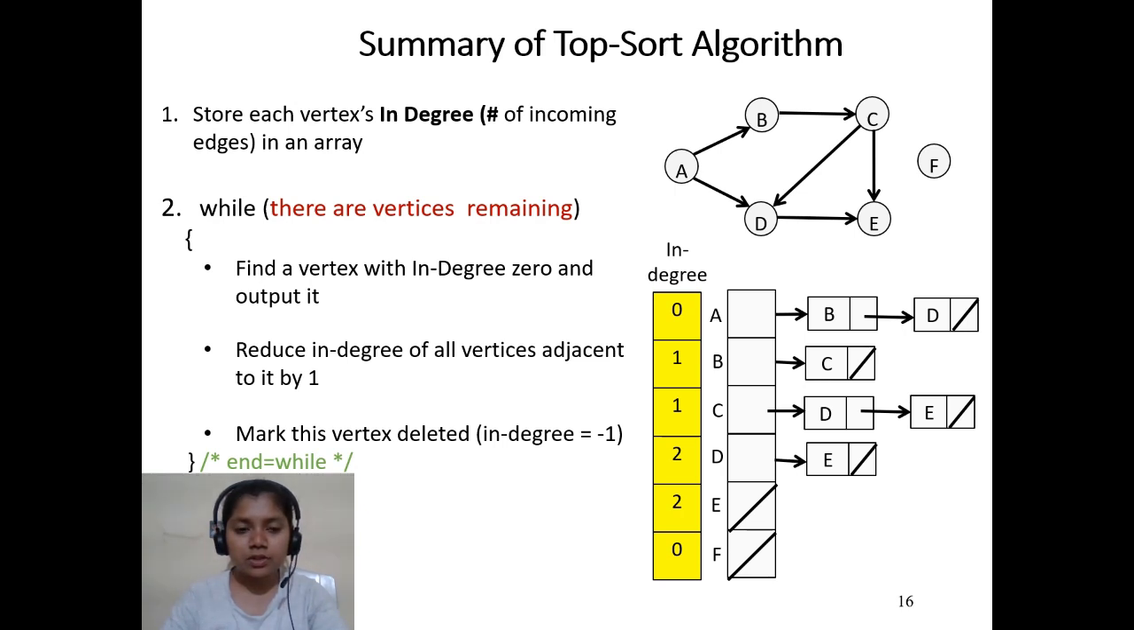Next we see the topological sort algorithm. First, we store the in-degrees of all the vertices into an array. Then we loop through while vertices remain in the array. First we find a vertex with in-degree 0 and output it. Next, reduce the in-degree of all vertices adjacent to it. Then mark this vertex deleted. So this is how the topological sort algorithm works.